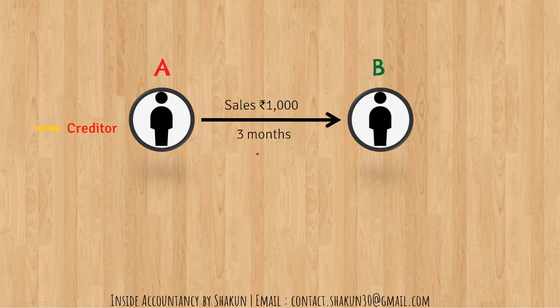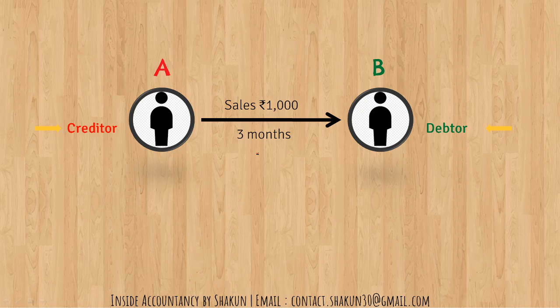Now, if we look at A from B's perspective and B from A's perspective, A is the creditor in the eyes of B. Why? Because B has to make a payment of 1000 rupees to A. So A is the creditor for B, and B is a debtor for A. Why? Because A has to receive 1000 rupees from B. Now B promises to make the payment after a period of 3 months.